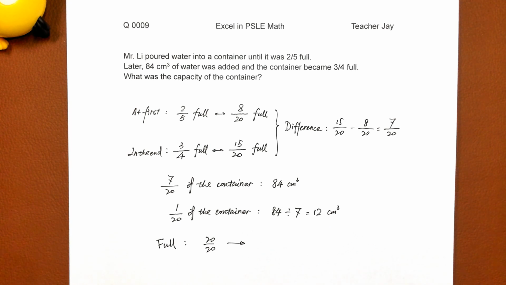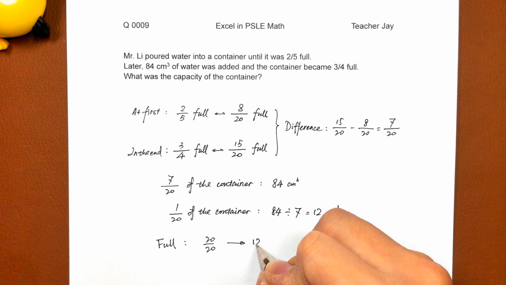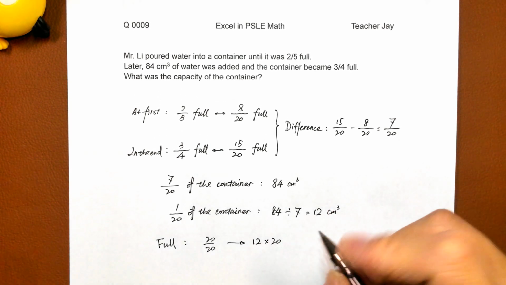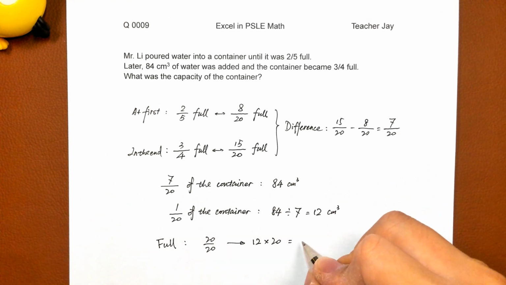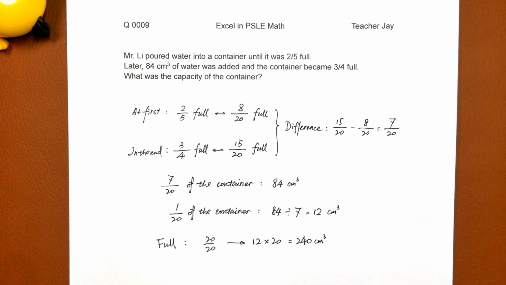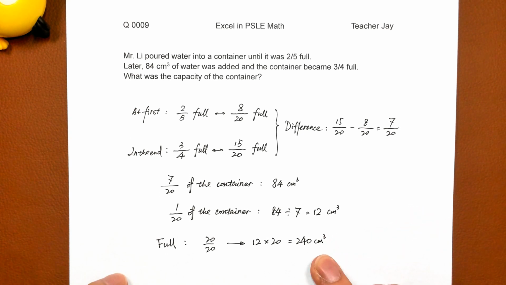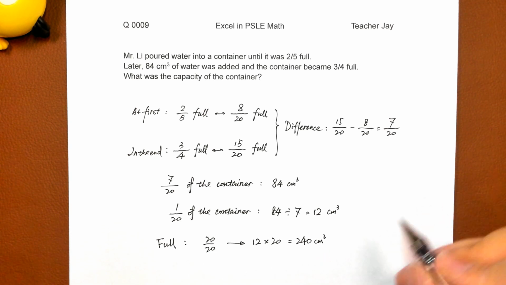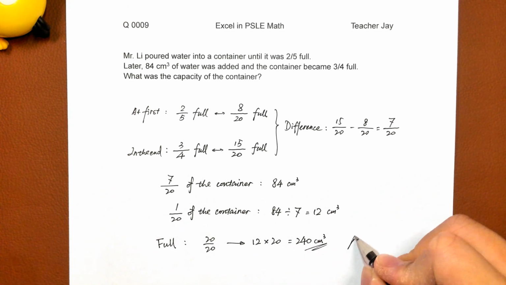that is one whole. 12 times 20 equals 240 cubic centimeters. The capacity of the container is 240 cubic centimeters. This is the answer.